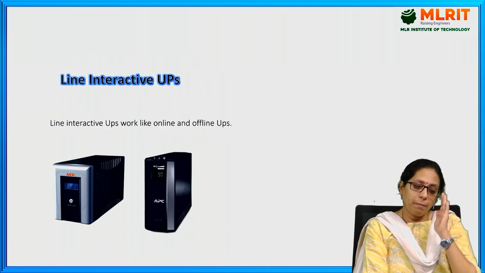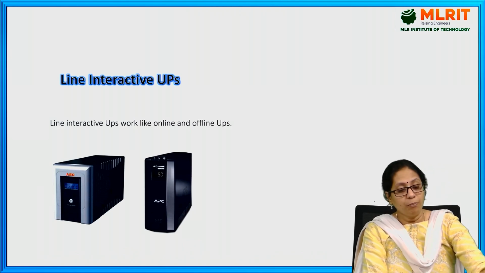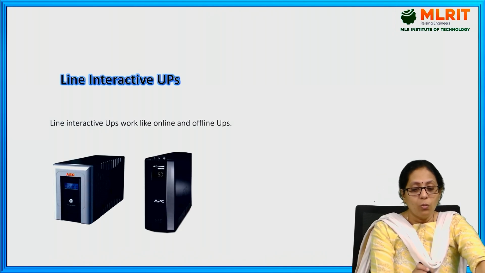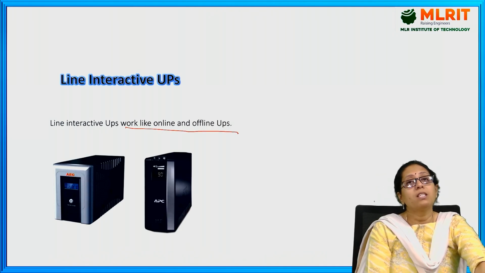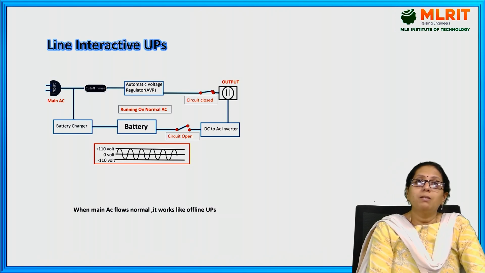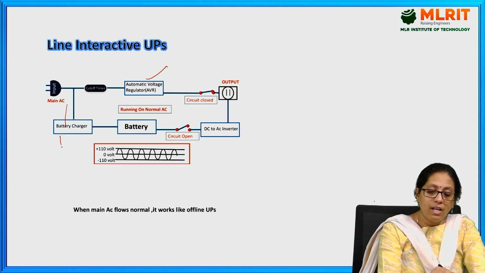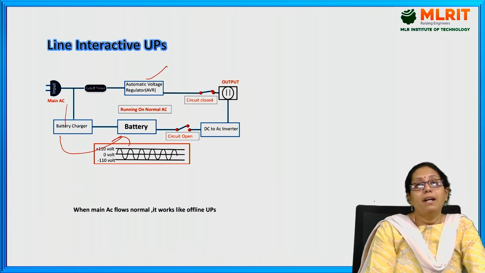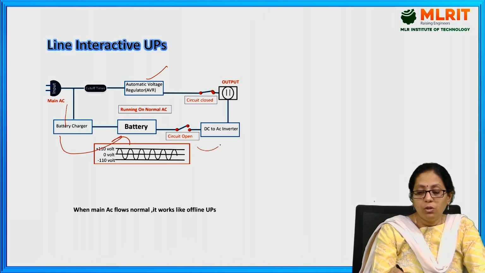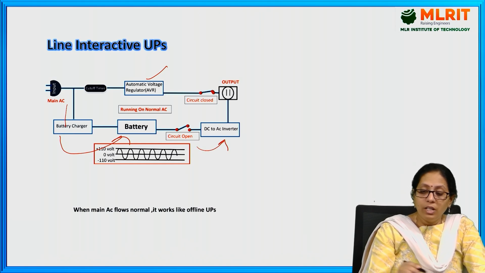The third type is line interactive UPS. The line interactive UPS you can see in this picture, which works like online as well as offline. Here you can see the main circuit is connected to the AVR, automatic voltage regulator, and then to a battery via the battery charger. The battery is connected to a DC to AC inverter, and then to the output.